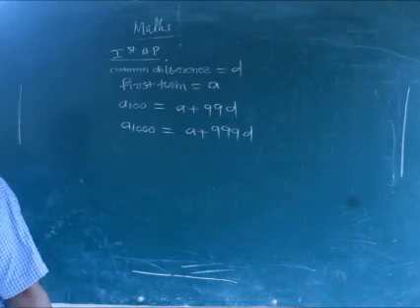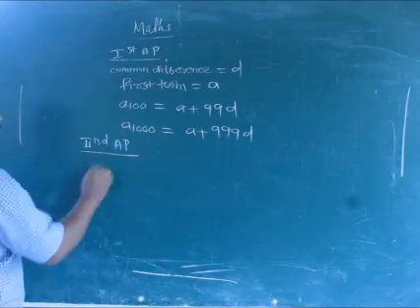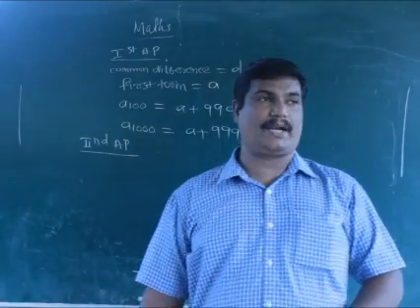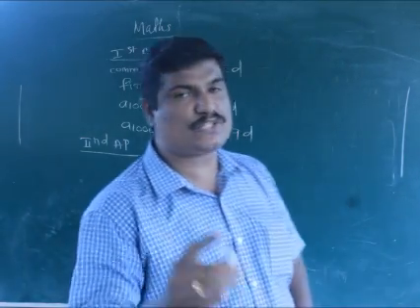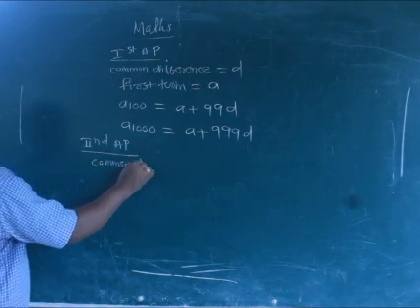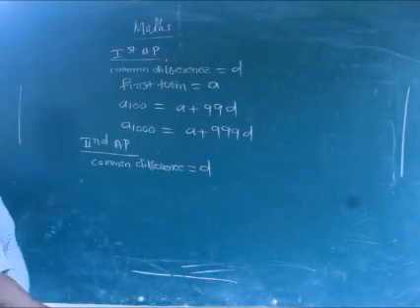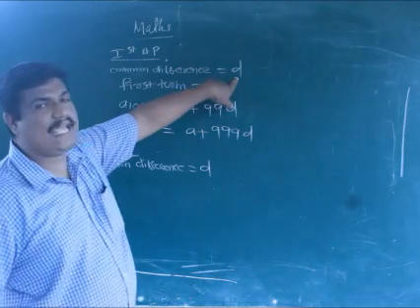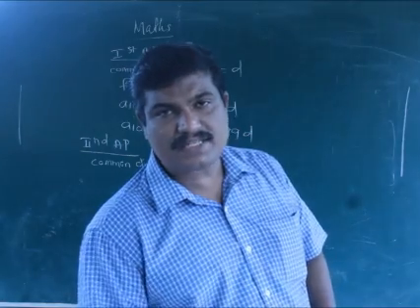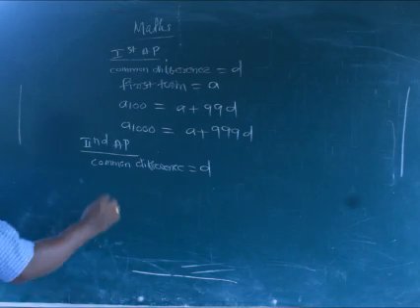Okay. Next, the second AP. First it is given that the two APs have the same common difference. So for the second AP, the common difference is equal to D. For the first AP the common difference is D, and for the second AP the common difference is also D, because the two APs have the same common difference.